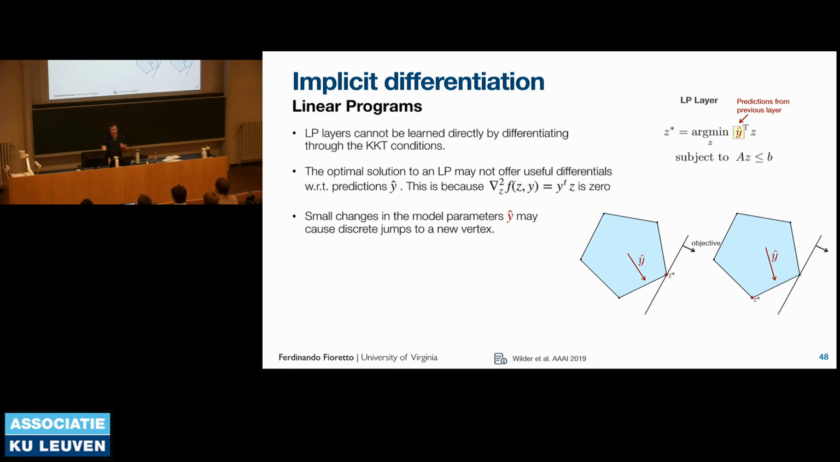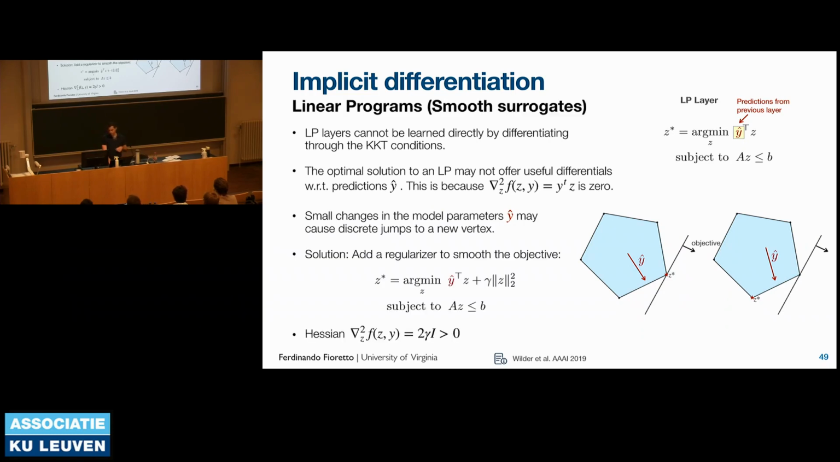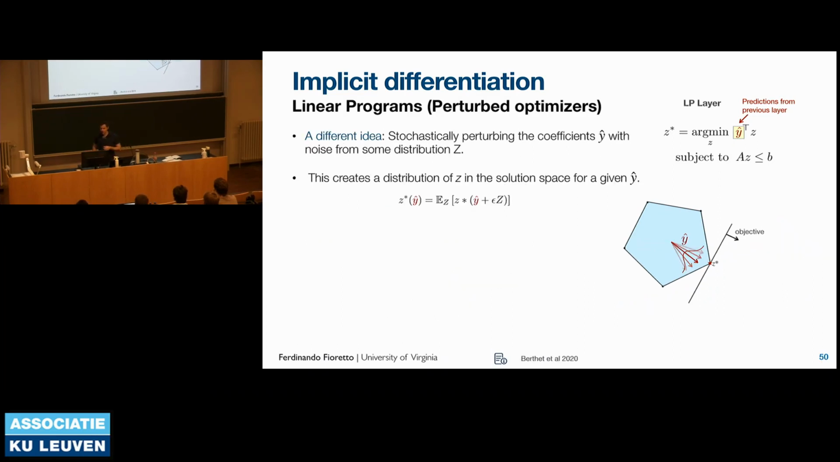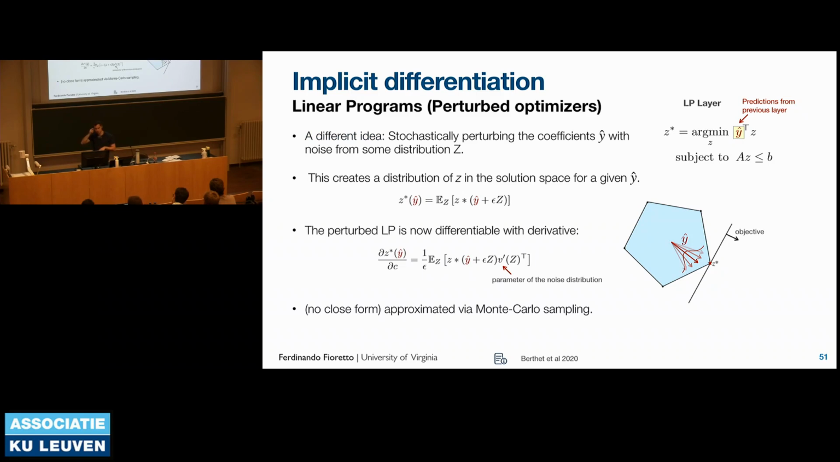So this is challenging. There are a few solutions that have been proposed in the literature to allow us to overcome this challenge. For example, you can add a regularizer to smooth out this function here, and then you can use the techniques from the previous slides. Or you can create a distribution of samples, and then you can stochastically perturb this optimizer here. And once you have this distribution, you can get the derivative of this distribution, which is approximated, but can give you really good results.